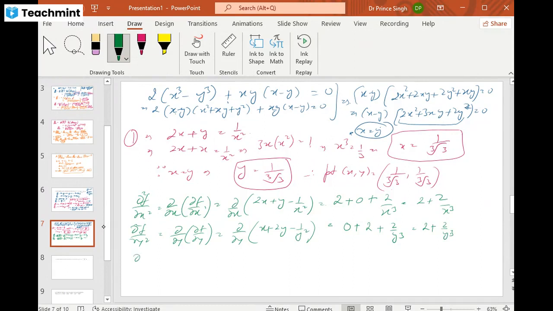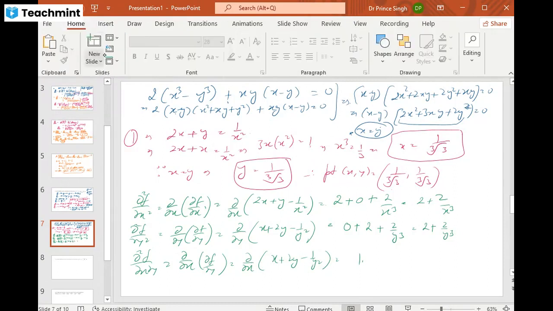And what about ∂²f/∂x∂y? This is ∂/∂x of ∂f/∂y. This is ∂/∂x of (x plus 2y minus 1 upon y²). Its derivative is 1, which is constant. So now I need to calculate RT minus S² at the point.